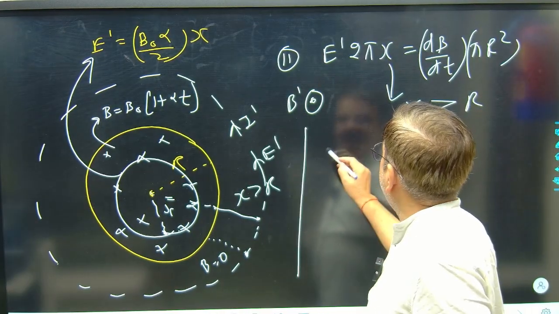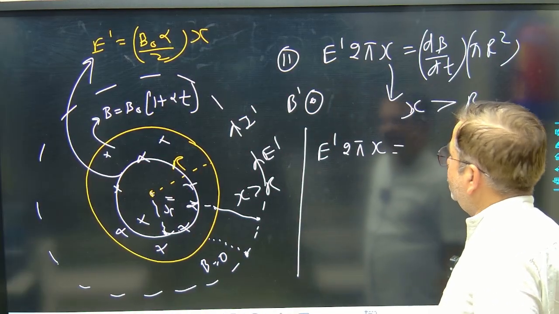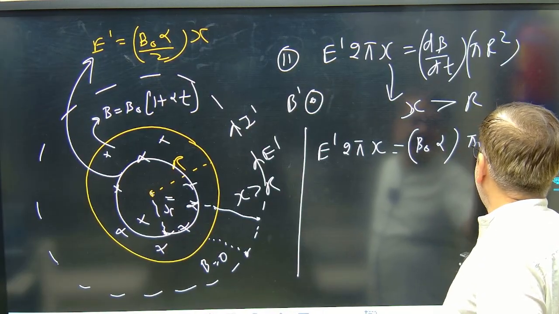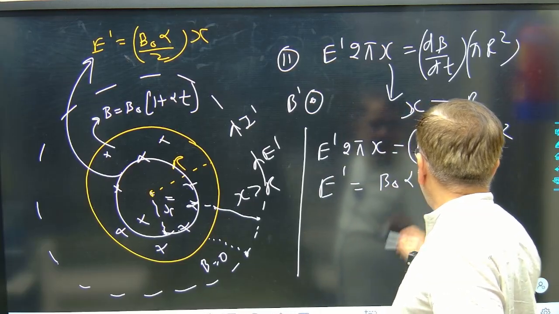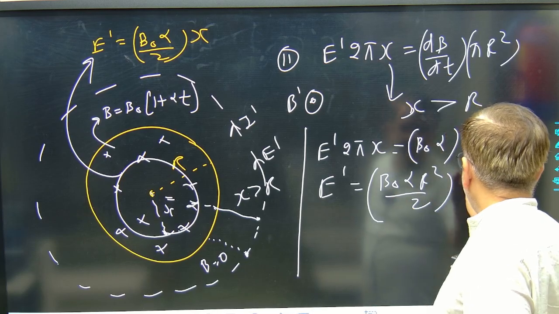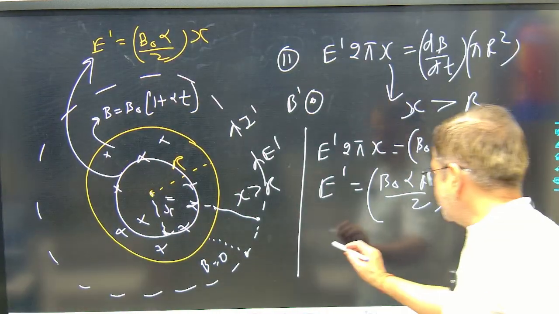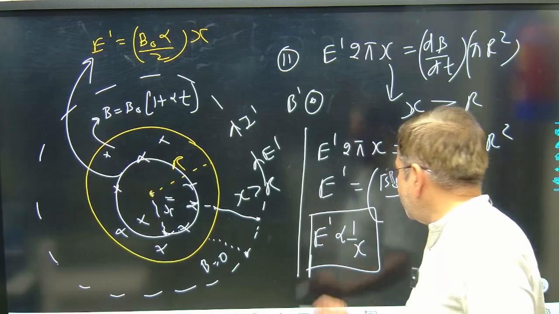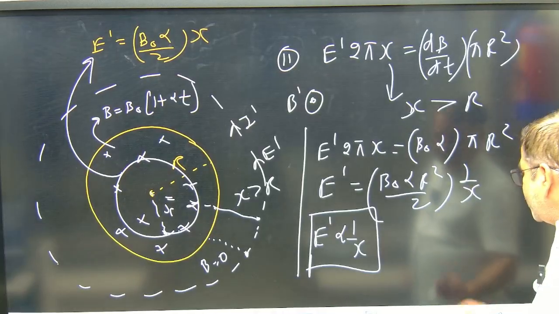So what result will I have? Just see, E' into 2πx equals dB/dt, which was B0 into α into πR². So E', if you see here, is B0 α, π got cancelled, R²/2 times 1/x. E' is inversely proportional to x. What I got is that this E' value varies as 1/x. Earlier E' was varying linearly with x. These are the two factors, 1/x and proportional to x.